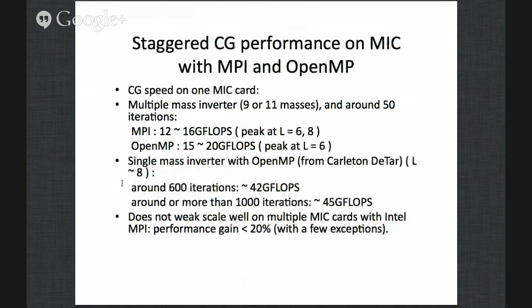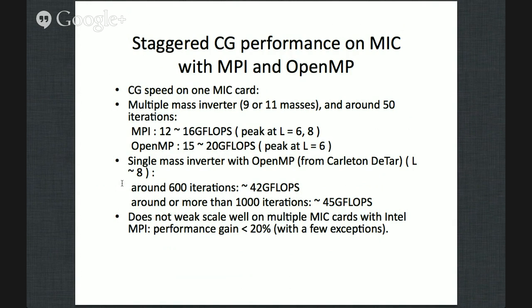So we observed from the benchmarks the conjugate gradient speed on one MIC card with the multiple mass inverter, which we use 9 or 11 masses, and around 50 iterations. So with the MPI parallelization, the speed is around 12 to 15 gigaflops, and it peaks at L equals 6 or 8. So L is the lattice size on each dimension per MPI rank in this case.